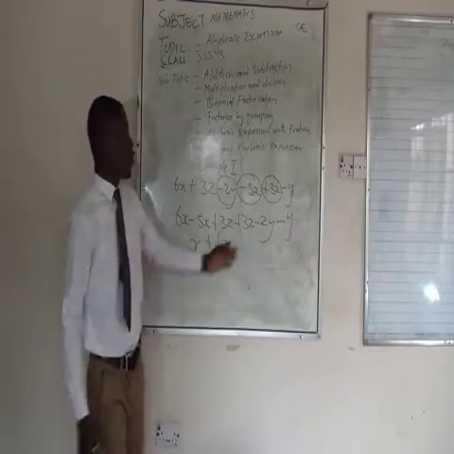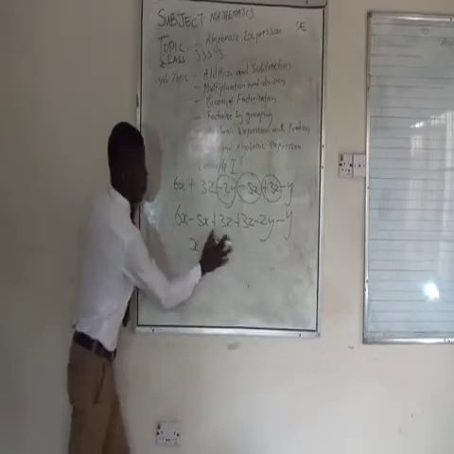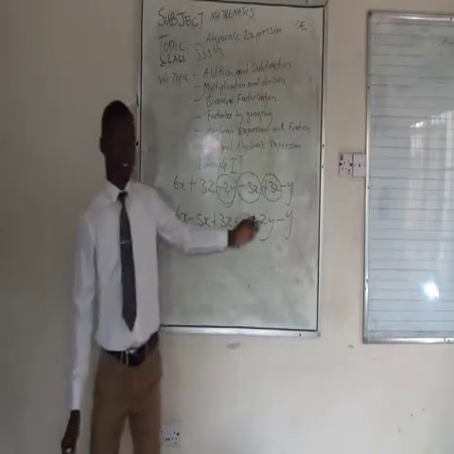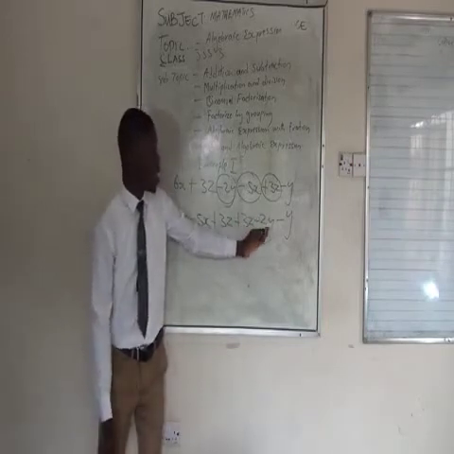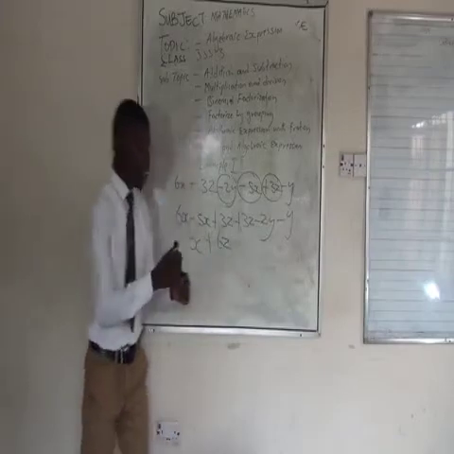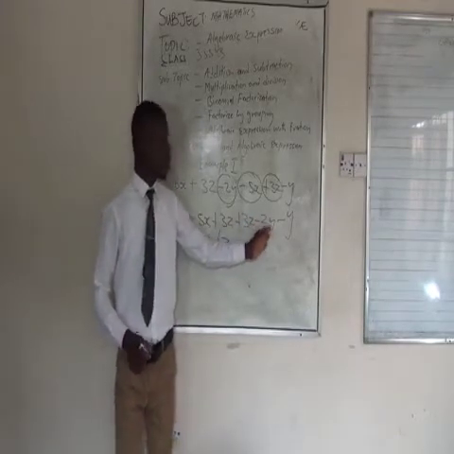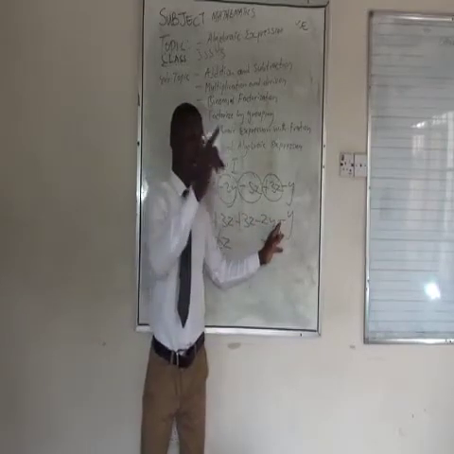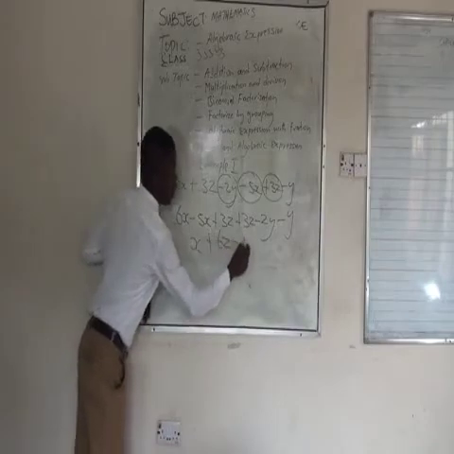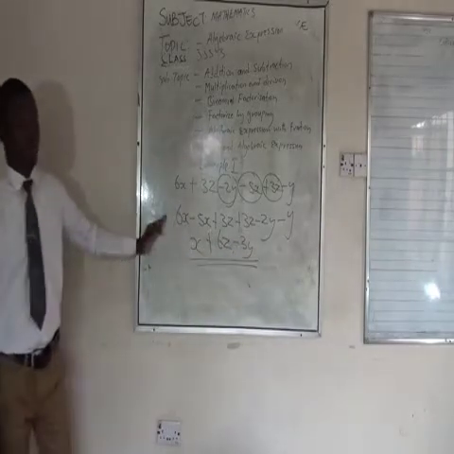Then here we have a bit of an issue, a little problem. You have minus 2y minus y. Let me explain. When you owe somebody 2 apples and owe another person 1 apple, how many apples do you owe altogether? You owe 3 apples.